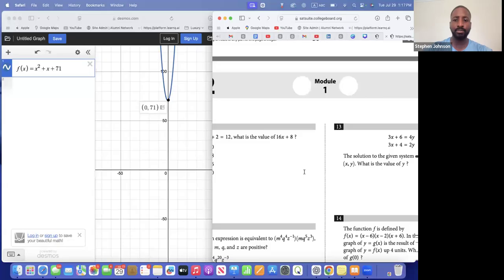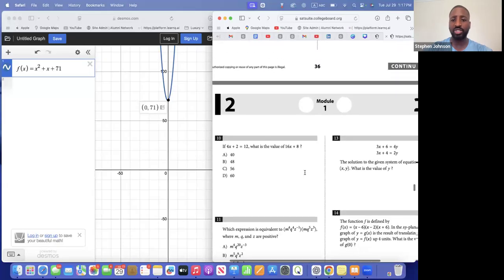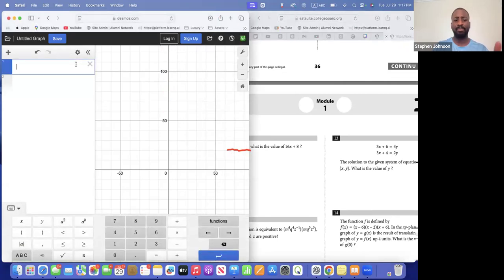All right, so here we have question number 10. Question number 10, definitely something we want to do. There's a single variable equation, 4x plus 2 equals 12. Again, I know I can simplify that, but I'm going to just type it in as is.